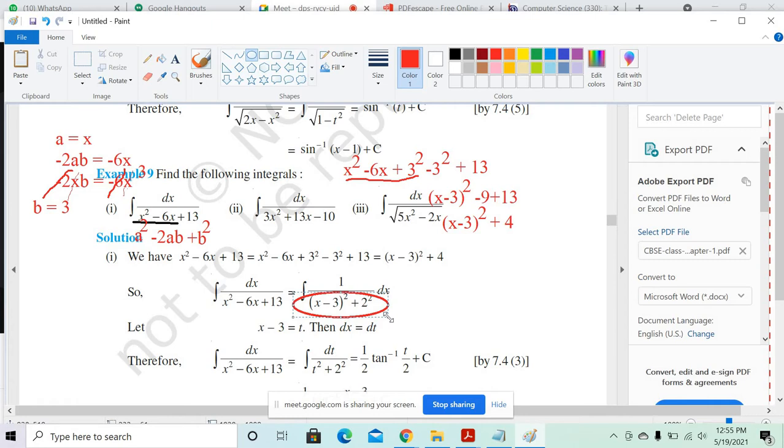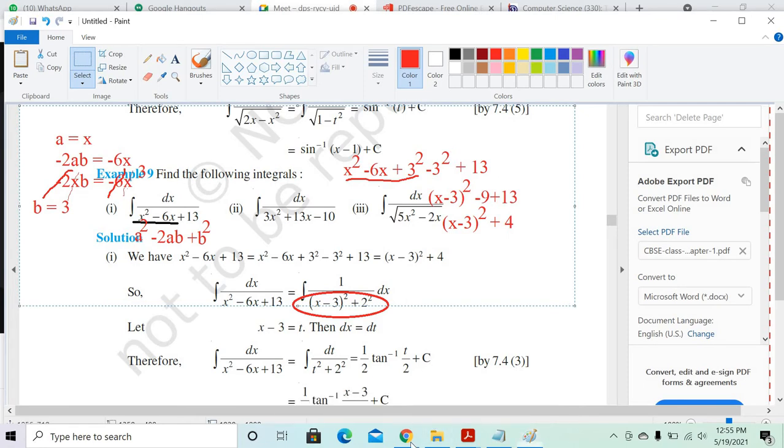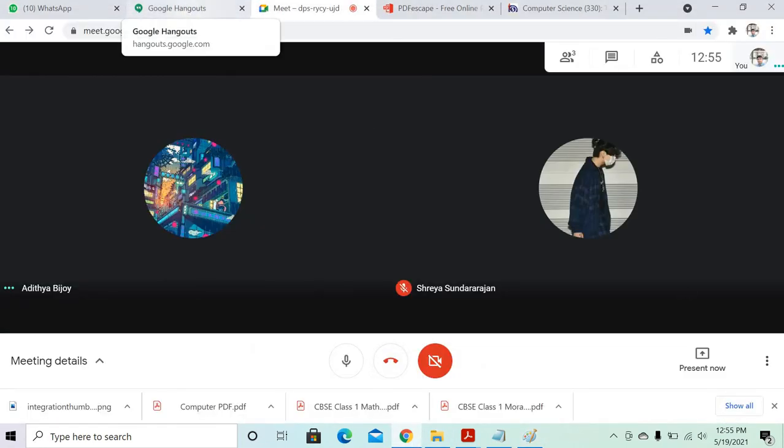Try the same question by yourself now. See whether you are able to apply or not. Okay, sir. The method is the same, so this has to be continued like that only. I'll just send it to you, this part, so that you are clear. Shreya, are you getting it?